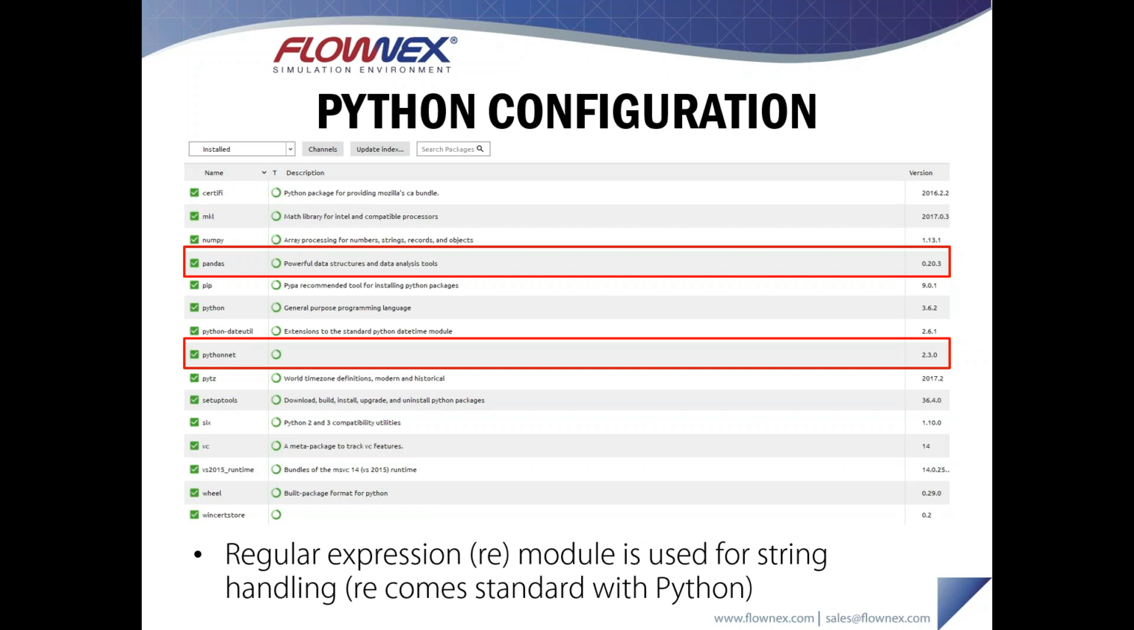And then on top of this list here, one of the other packages that I tend to use very often is the regular expression module. Some people call it regex. It's basically a string handling package. With the Flownex API, we're going to be sending values as strings and receiving values as strings. So it's useful to have some kind of package that can do some string handling, to help you format the strings better and extract just numerical values or extract text, for example, if you need to.